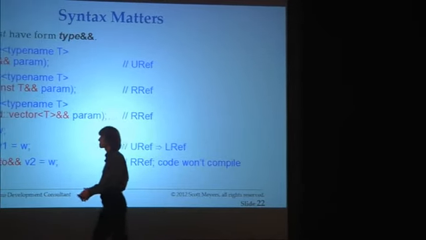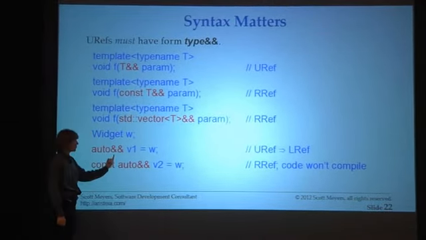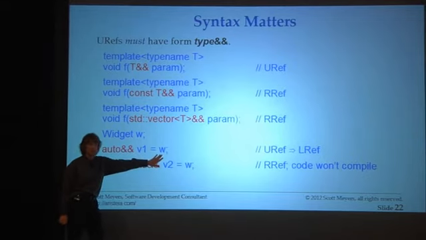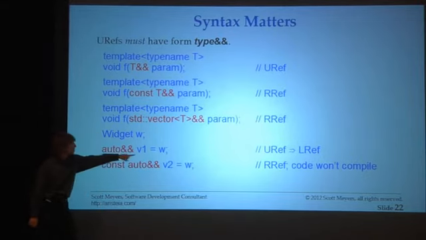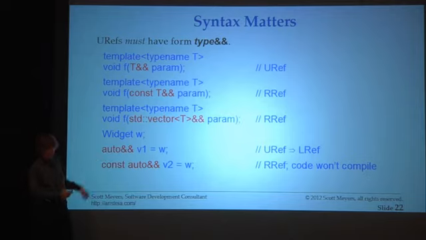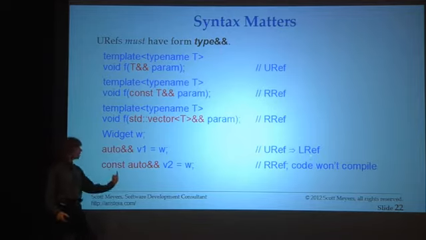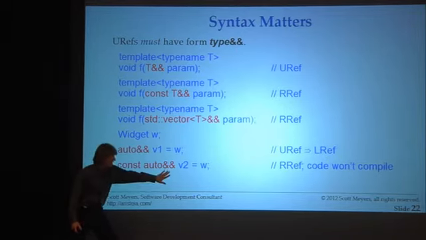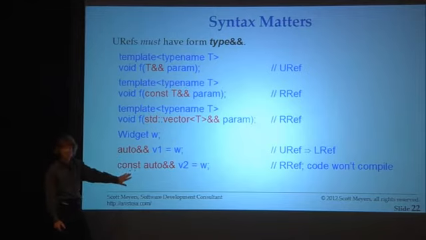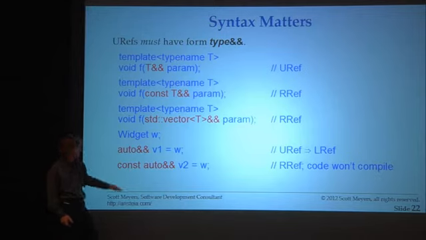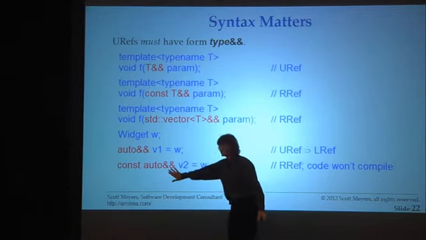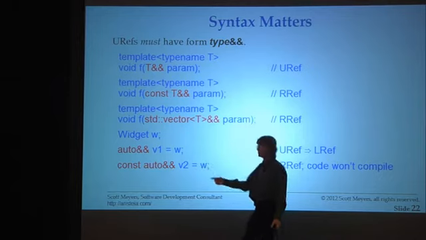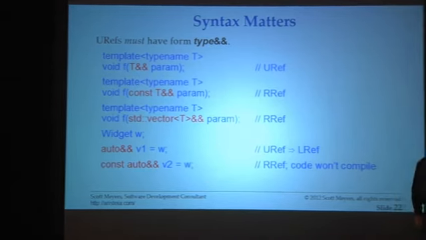Similarly, I say auto ref ref v1 is w. This is an L value. Therefore, v1 is an L value reference because the universal reference becomes an L value reference. If I say const auto ref ref, that's an R value reference. It is not a universal reference any longer because that pesky const does not have the right syntactic form. In this particular case, you are attempting to initialize an R-value reference with an L-value, which is why the code will not compile.